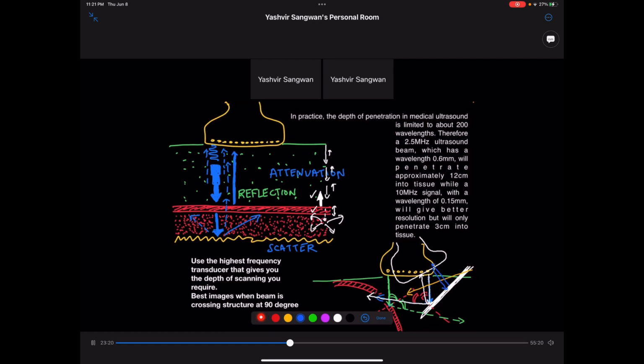So the best images happen when the beam is crossing the structure that you want to image at a 90-degree angle. Okay? And of course, if you have something that you want to image which is within 6 centimeters of the skin, you want to use the highest frequency probe and get the best images. So the probe, the transducer that you are using, depends on the depth of the target organ that you want to image.